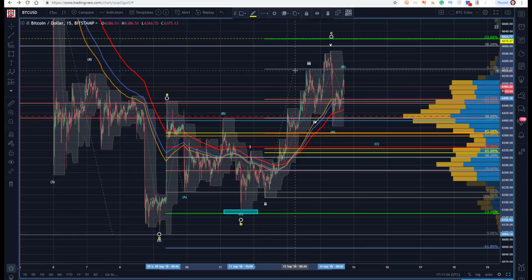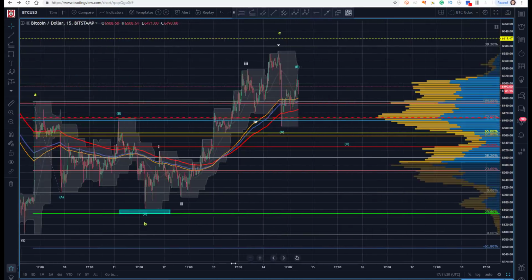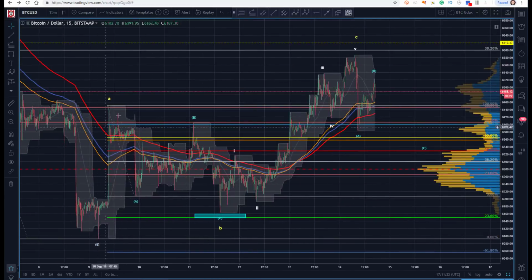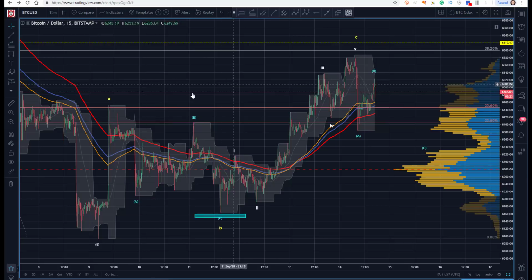Now there's some question as to whether or not we're done here, because the third wave isn't perfectly technical. So let me clear some of this up. Let's get this off the chart here. So we can clear that up. So we can establish this.